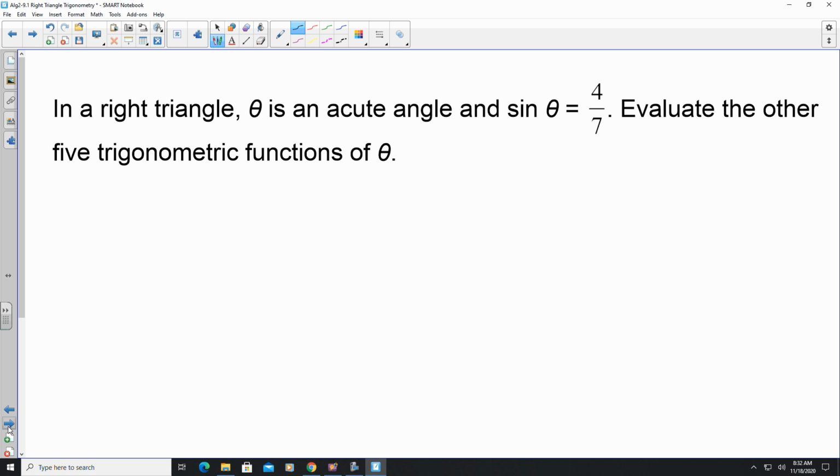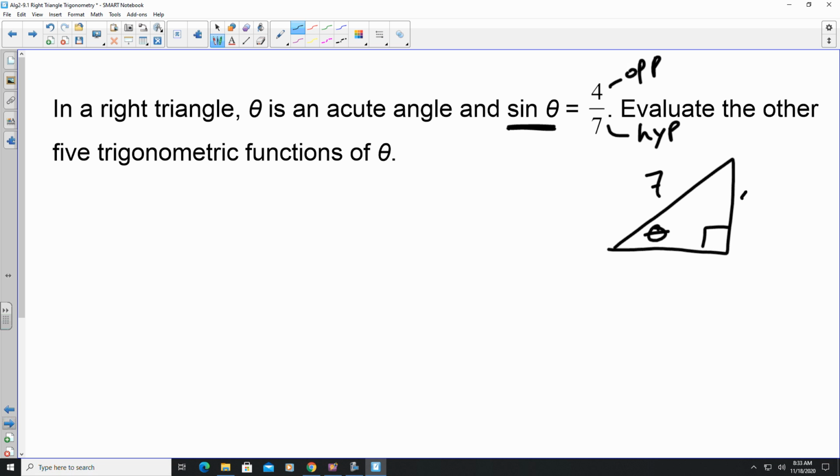Here it says in a right triangle, theta is an acute angle and the sine of theta equals 4 over 7. They're asking you to evaluate the other five trig functions. What I like to do is make my right triangle and pick my side for theta. Sine is 4 over 7, which is the opposite over the hypotenuse. So in this triangle, 7 is my hypotenuse and 4 is my opposite.